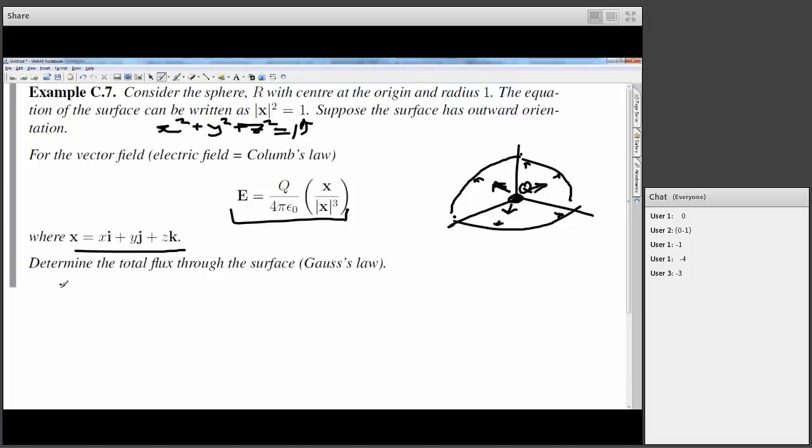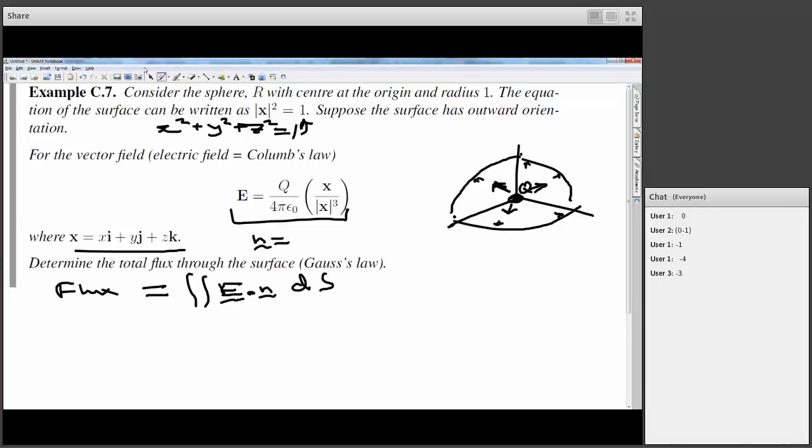So the flux then would be basically E dotted with the unit normal at every single point and summing it over the entire surface. So I've got to do a few things. I know what E is, that's the measure of electric field. I have to work out what N is. So N's the unit normal.